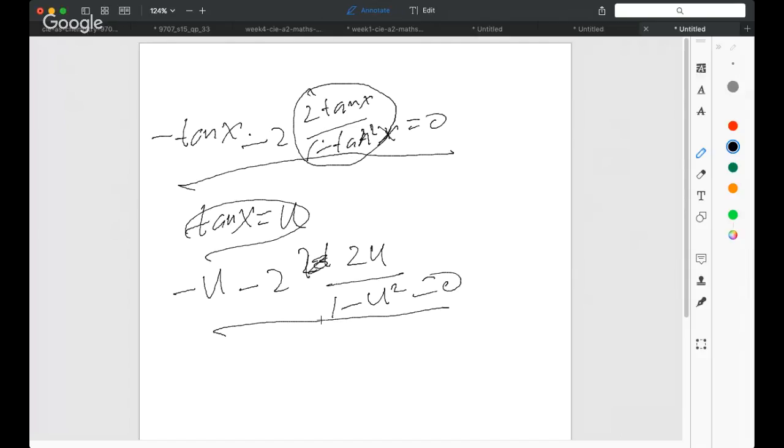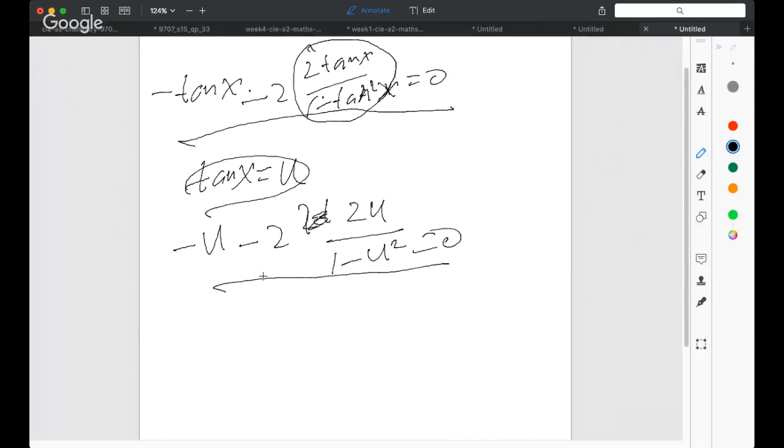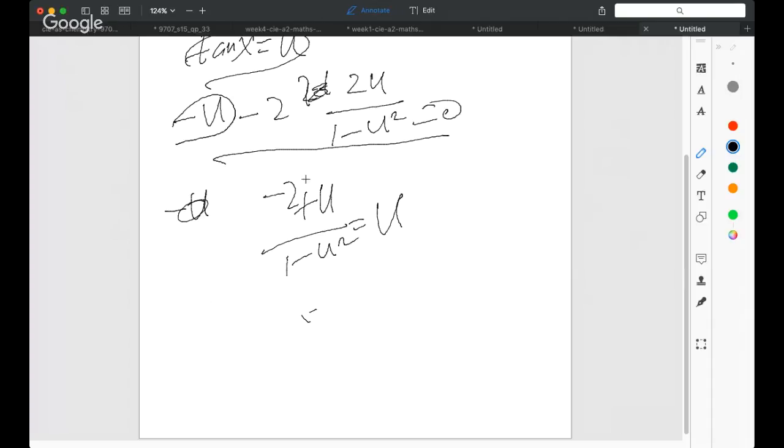So how do you solve this equation? Well, first just move the minus u to the other side. Okay, so you get this. And so this is the 4, because 2 times 2 is 4. Just multiply the bottom by the u.